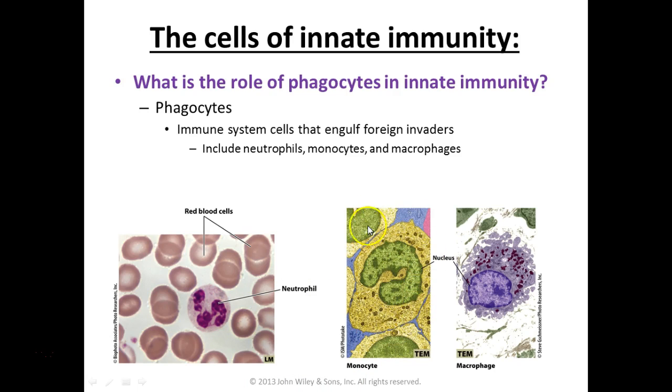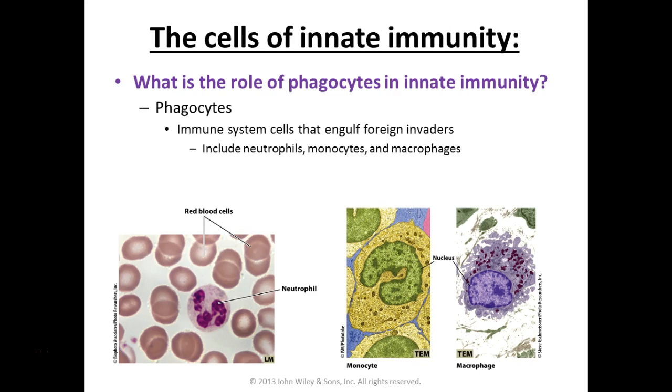So here's the monocyte. This is a transmission electron micrograph, right? So this is done with an electron microscope, so you can really see detail more than you would see under the light microscope. So you can see that nucleus, right? In this case, it's kind of horseshoe shaped. And then this is a macrophage. And these two are related to each other.